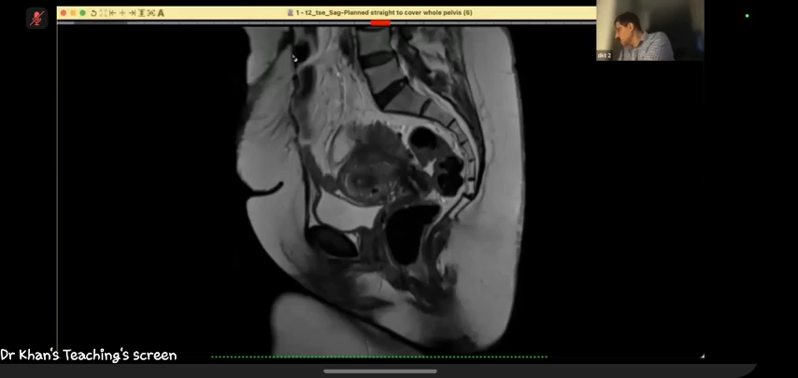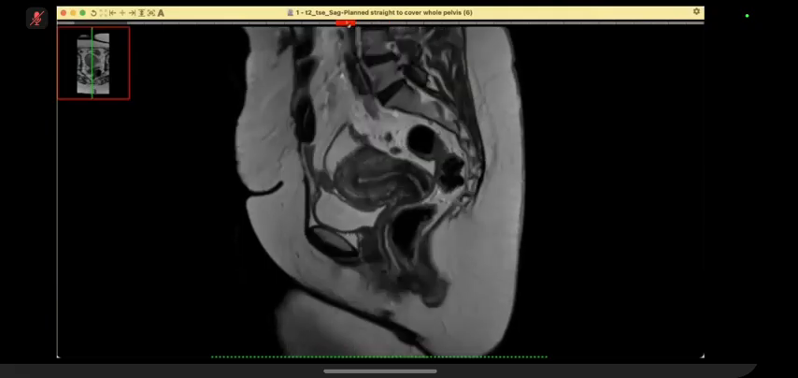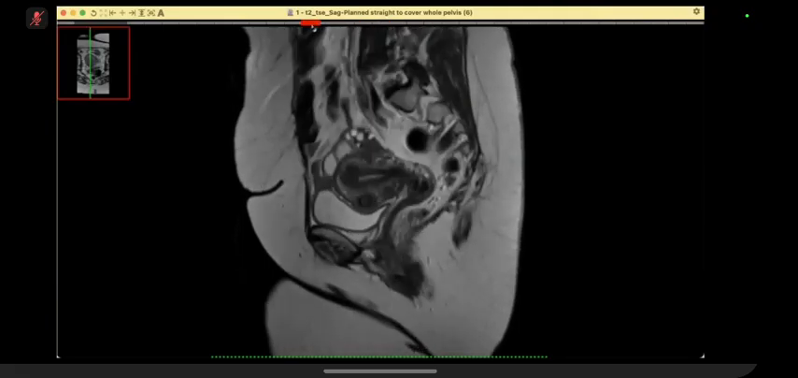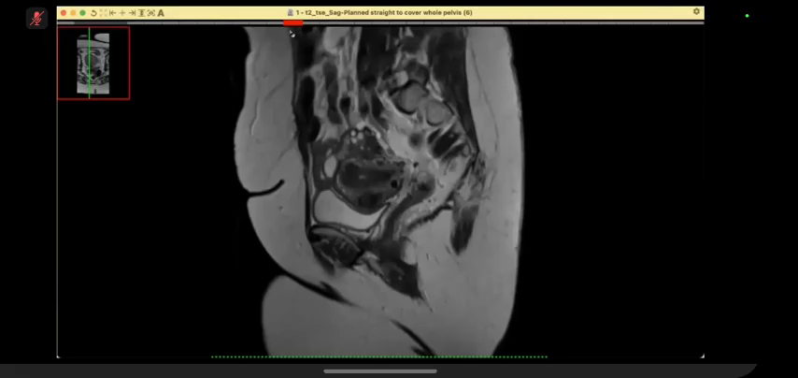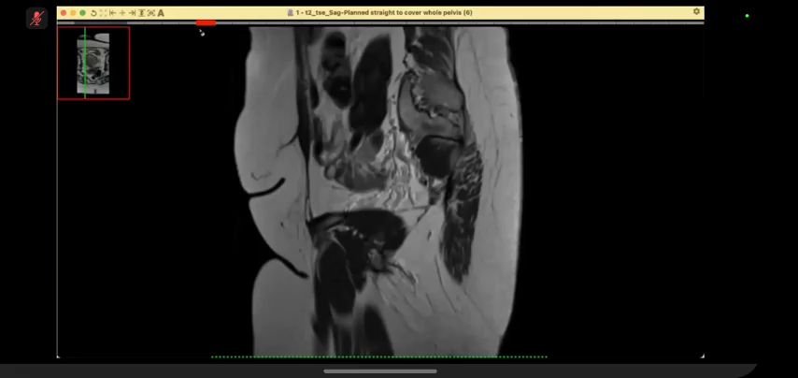This is a 30-year-old, very young patient, chronic pelvic pain and painful periods. Over to you. Okay, so I'm presented with a sagittal MRI pelvis, T2 weighted image of a young lady presenting with cyclic pain and painful periods. Just have a minute to look at the study.